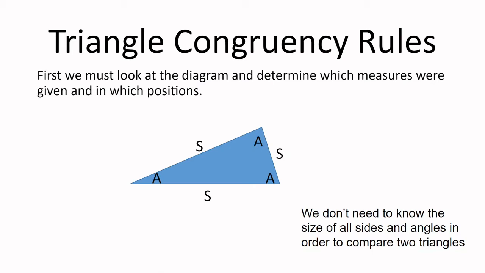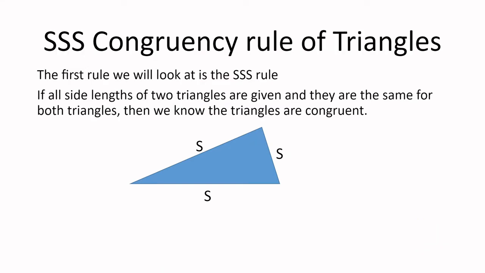Now, I know that's not going to make much sense until we get into some examples. So let's start with the simplest of the congruency rules, the SSS rule. Remember, we use S to represent a side length. So if I say 3 S's in a row, I mean that we know the side lengths of all 3 sides of a triangle. And if all 3 sides of a triangle are the same as all 3 sides of another triangle, they are congruent.